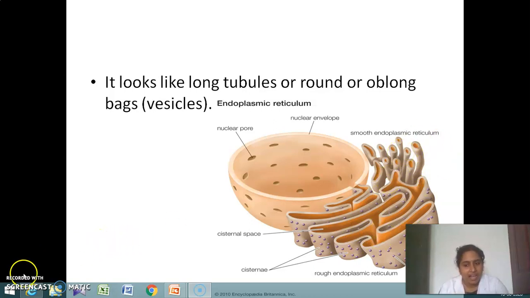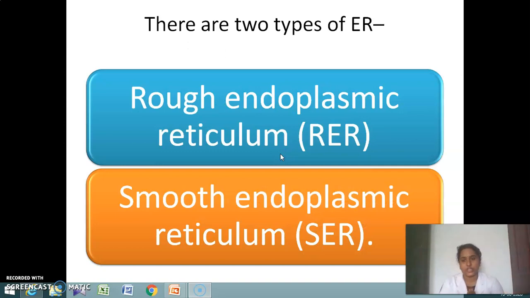So some areas are different. You just observe it closely. You can see some structures on some areas, isn't it? Here and here you can see small structures. Children, these are ribosomes. That means in some areas of the endoplasmic reticulum, ribosomes are attached, and those areas are called rough endoplasmic reticulum. So we can classify the endoplasmic reticulum into two, as rough endoplasmic reticulum and smooth endoplasmic reticulum.